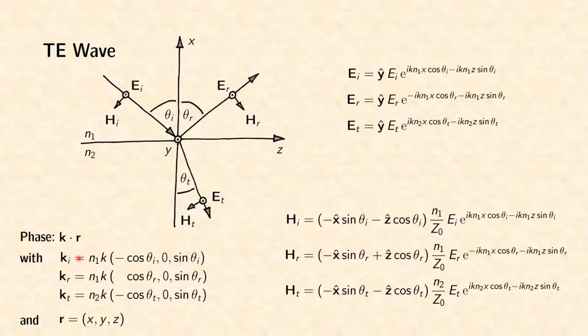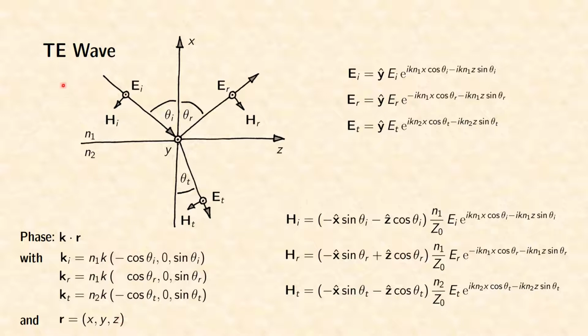The wave vectors are quite important to calculate the spatial phase, which is given as a scalar product of the respective wave vector and the x, y, z spatial vector.